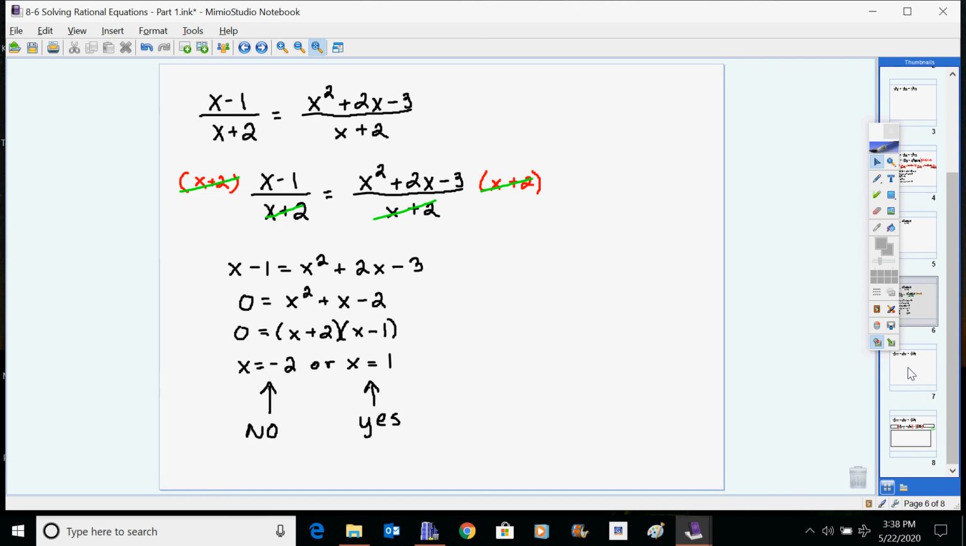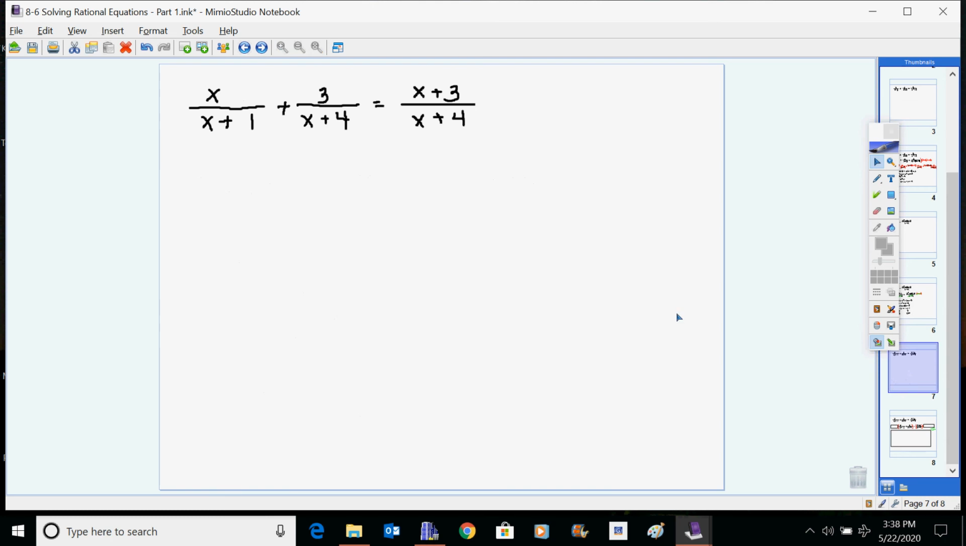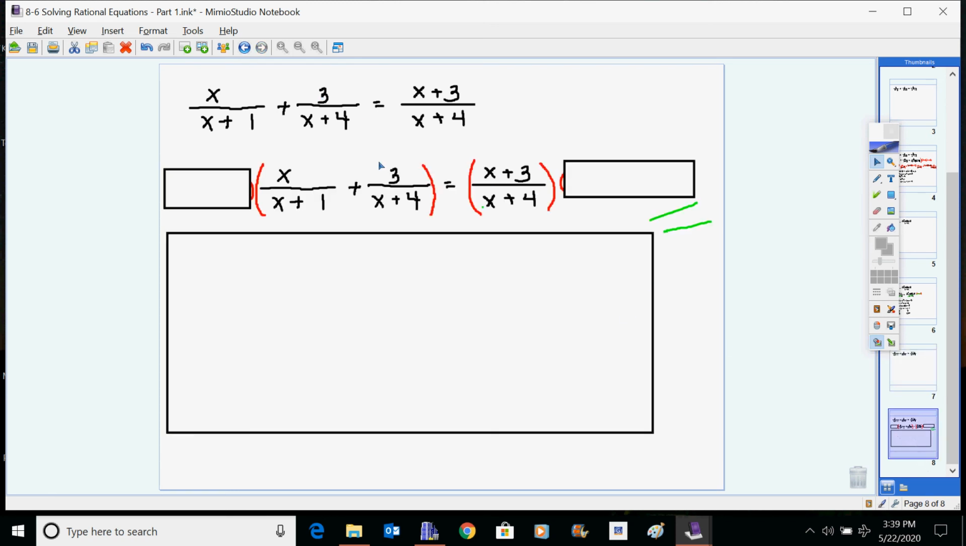Okay, we have another one here. Then I want to show you what you can do if you wanted to use your calculator to solve these, okay? All right, so we have this one. Think in your mind, what would be that common denominator? What am I multiplying everything by? I need to make sure the x plus 1 will cancel out, and I need to make sure the x plus 4 will cancel out.